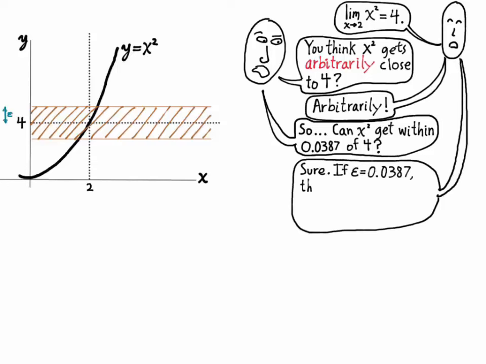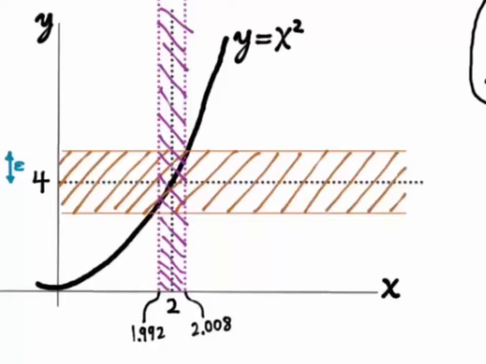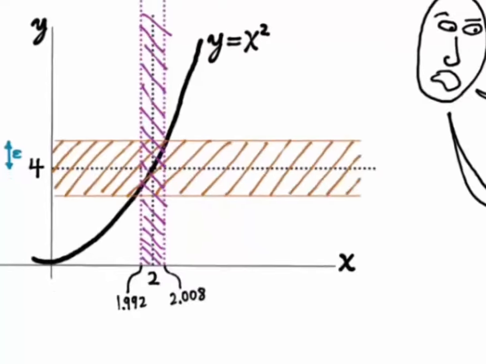If, for example, you put out the challenge epsilon equals 0.0387, then I will meet that challenge by saying set delta to 0.008. Now I'm going to show delta equals 0.008 on the graph. That would be everything from 2 minus 0.008 to 2 plus 0.008. And if you look very closely at the graph, you'll see that the y-coordinates of the curve everywhere in this neighborhood, delta equals 0.008, really do fall inside of the envelope that he challenged him with.